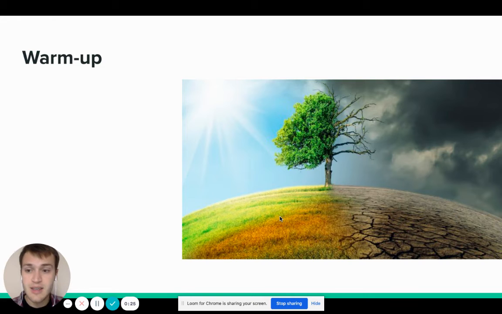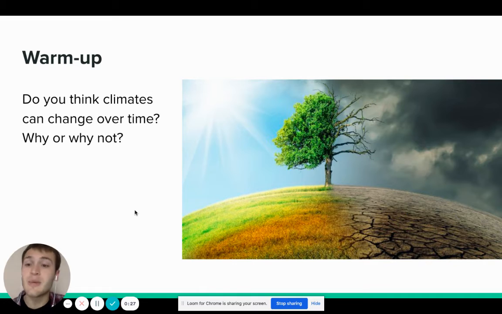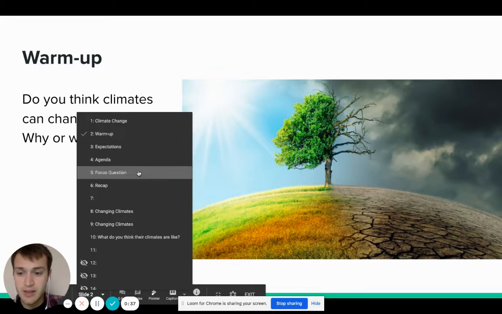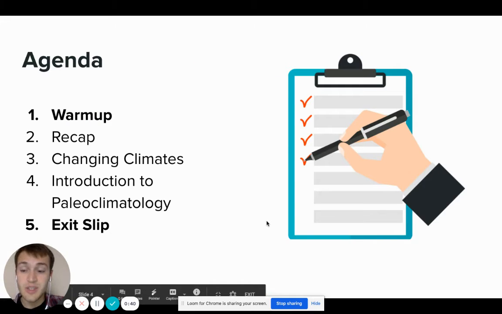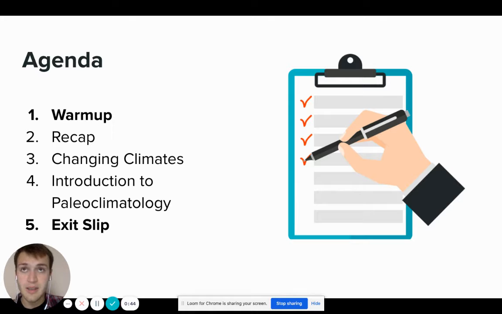The warm-up for today is, do you think climates can change over time? Why or why not? So go ahead and answer that on Google Classroom. And then let's get into today's agenda. So we just did the warm-up. Next, we're going to quickly recap weather versus climate, and then we're going to talk about changing climates. Then we'll introduce paleoclimatology, and finally, we will do our exit slip.